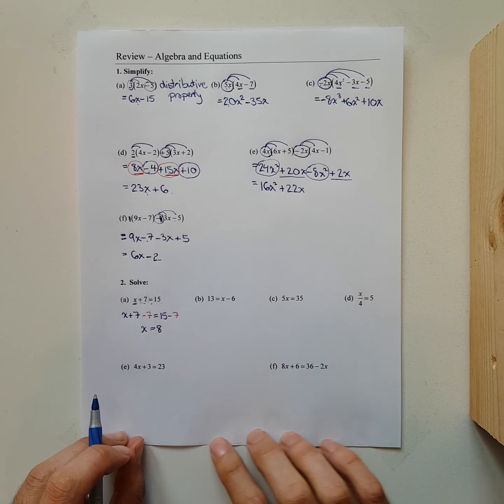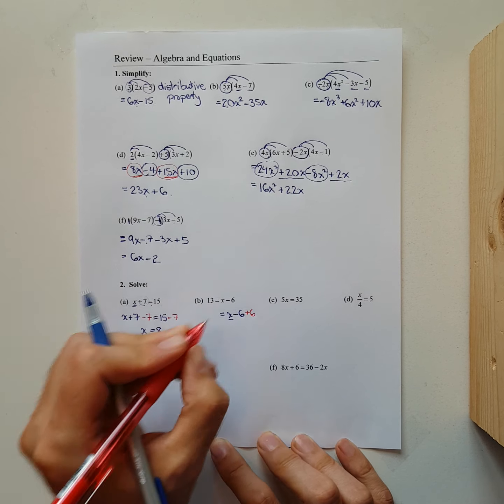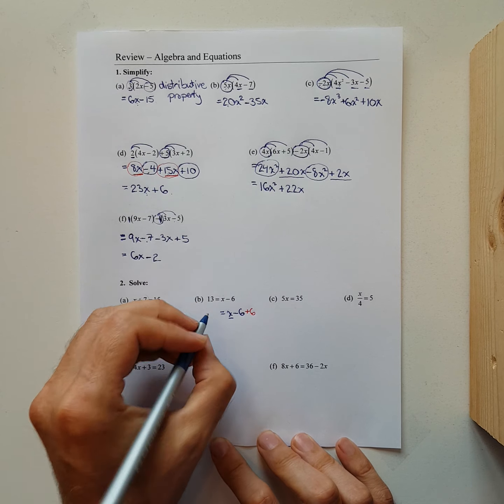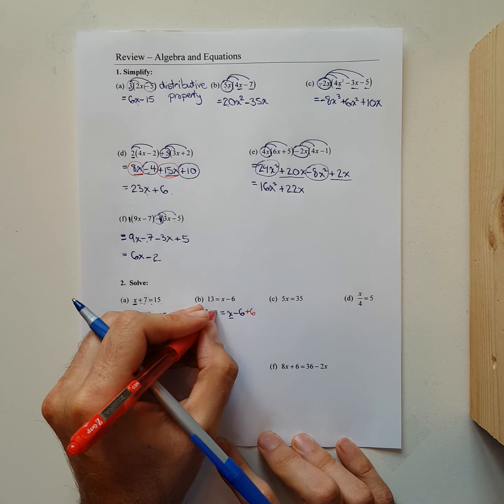So if we go through a number of operations here, this one I've just switched the x to the right-hand side. Again, it doesn't matter if the x is on the left or the right. I'm still going to use this idea of opposite operations. So if I have x minus 6, I'm trying to get the x by itself. The opposite of subtracting 6 would be to add 6. So if I add 6 on the right-hand side, then I'm also going to add 6 on the left-hand side.